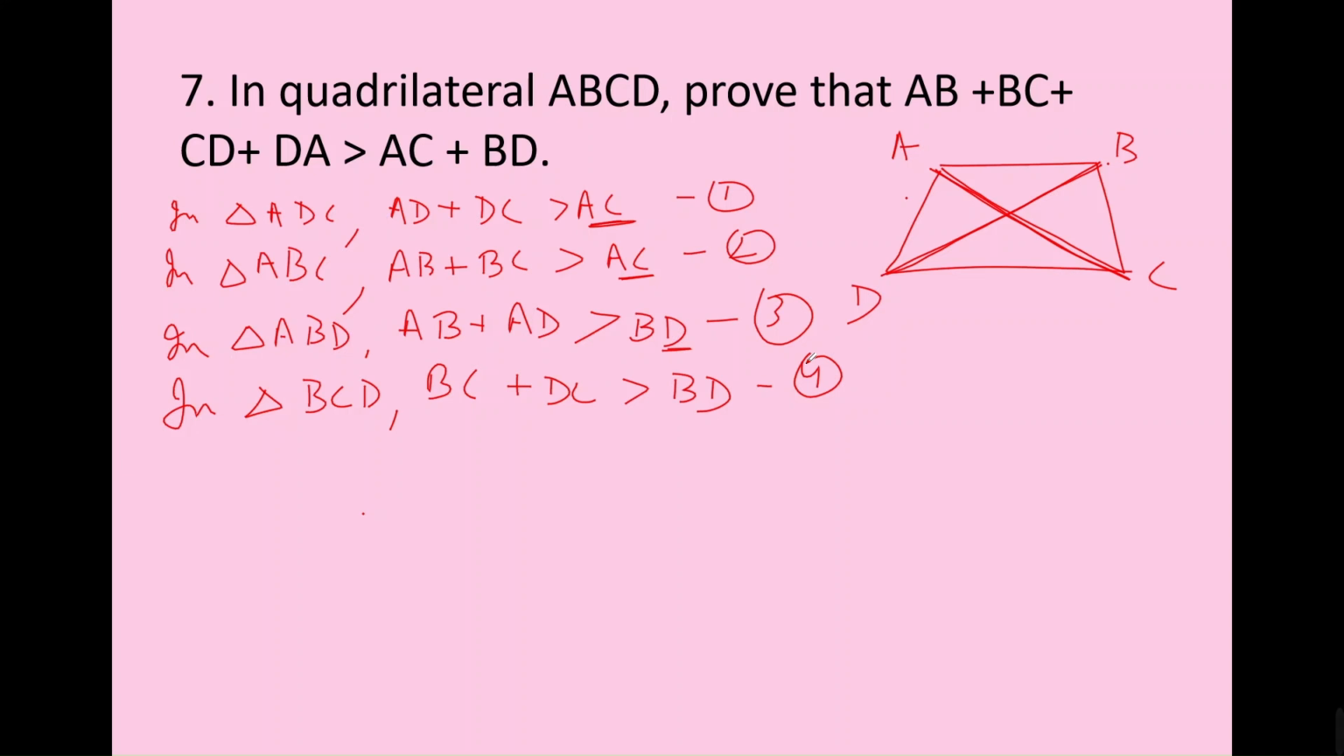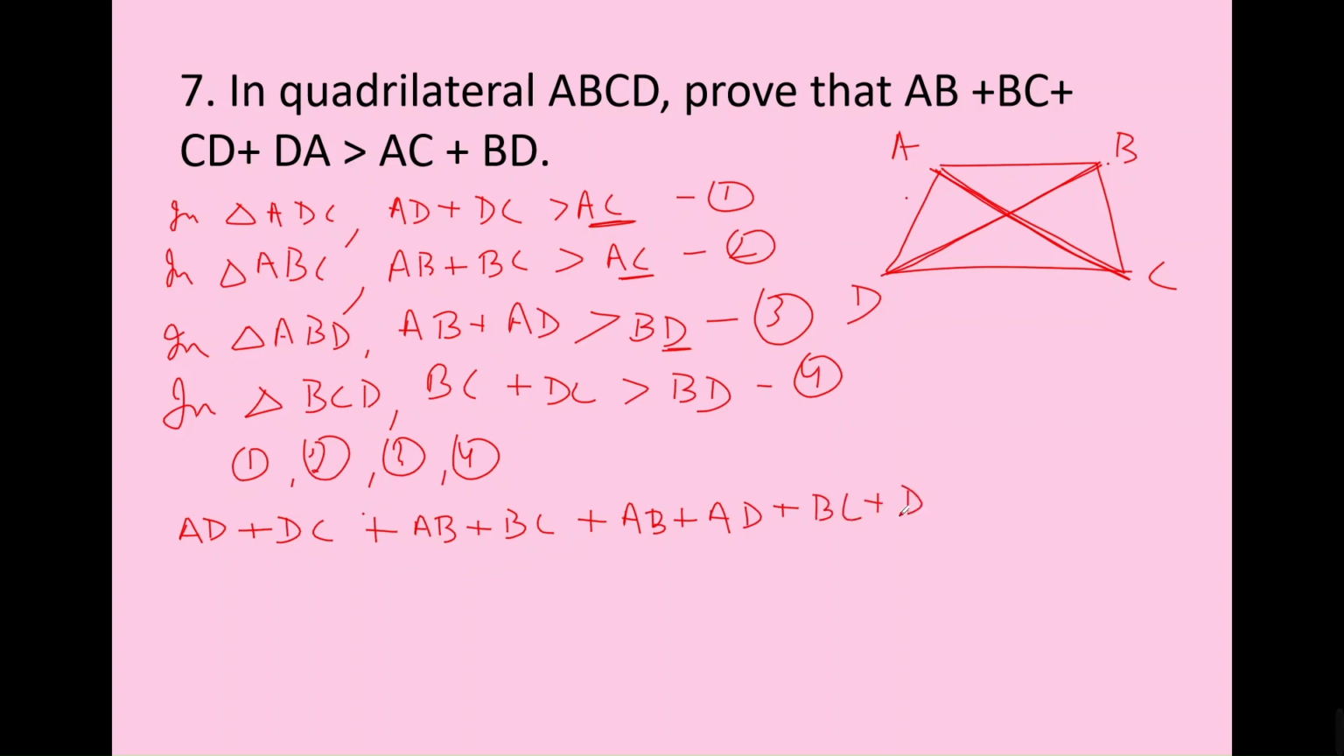Now what we'll do, we'll just add them up. From 1, 2, 3 and 4, add the respective sides. So we will have AD plus DC from 1, AB plus BC from second, AB plus AD from third, and BC plus DC from fourth. Now it will remain greater than the sum of all the diagonal terms, because just adding the respective sides will not change the inequality.